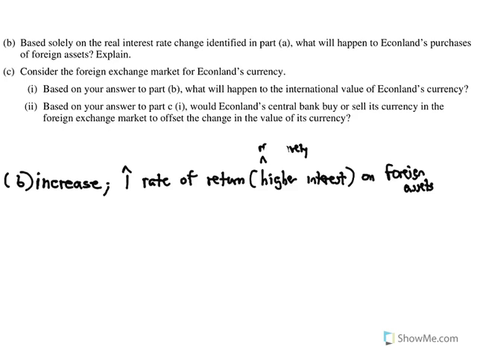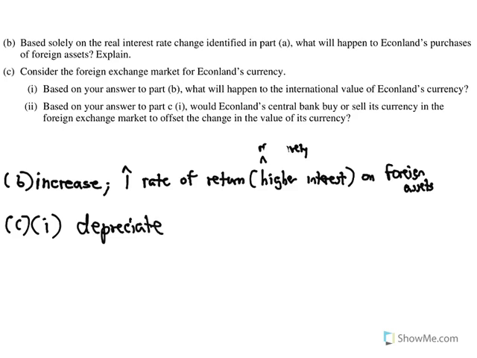So that's B. C says, consider the foreign exchange market for Econ Land's currency. Unfortunately, they don't make you draw it, which is nice. Although drawing it out to the side may not have been a bad idea when thinking about these two questions. So for C1, it says based on your answer in Part B. So again, if you screwed up Part B and you said decrease, then as long as you answer C1 and C2 basically the opposite of what I just say, then you're going to get those points, which is nice. So it says based on your answer to Part B, what will happen to the international value of Econ Land's currency? And the answer here is that it's going to depreciate.